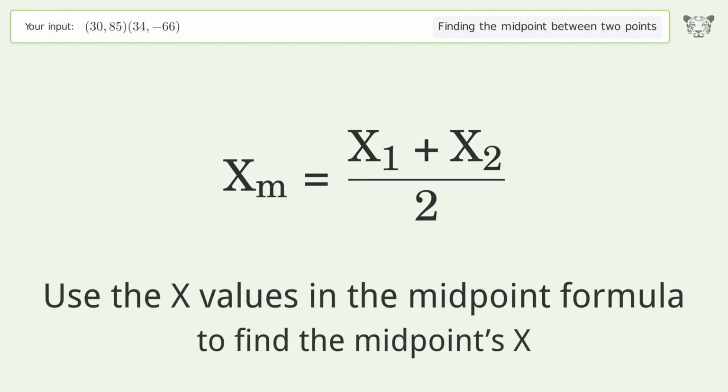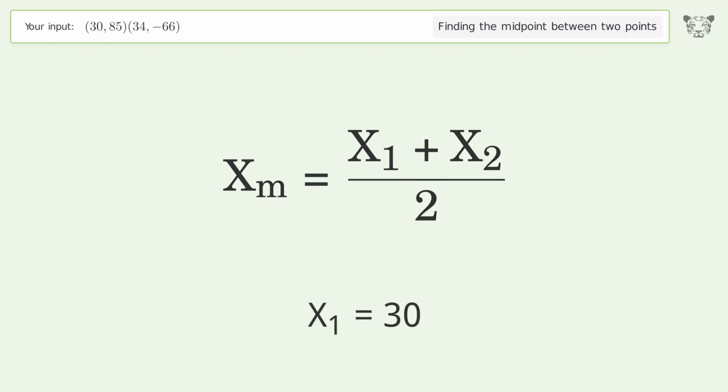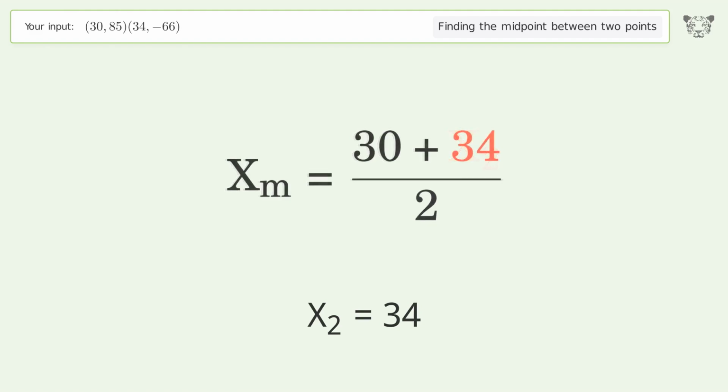Use the x values in the midpoint formula to find the midpoint's x. x1 equals 30. x2 equals 34. Simplify the arithmetic.